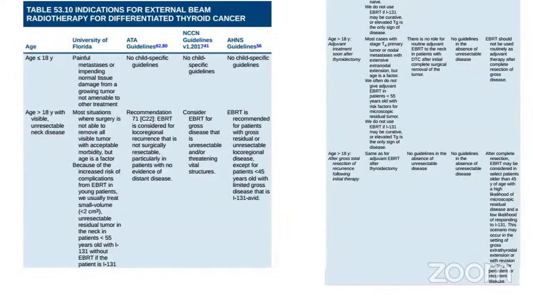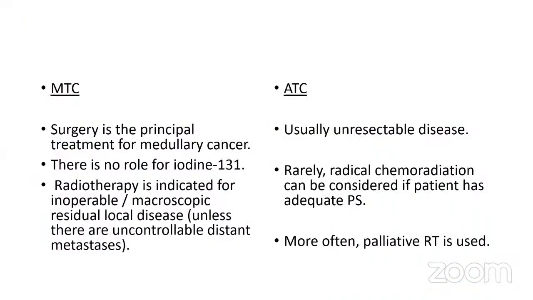These are the guidelines which are mentioned, just pulled from Perez, and you can see that not all the groups actually have consensus on adjuvant treatment particularly. And finishing off with the other 2 thyroid cancers, we hardly see medullary thyroid cancers, but if you do have a patient with inoperable or R2 resection, you would try and treat that with radiotherapy.